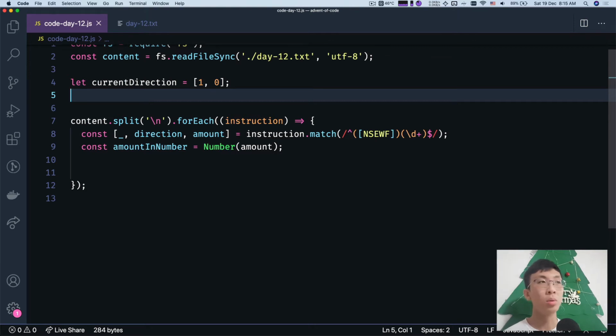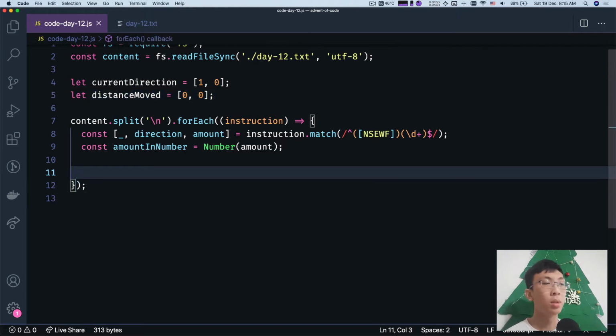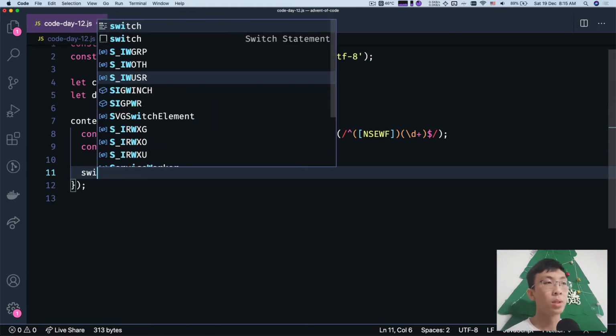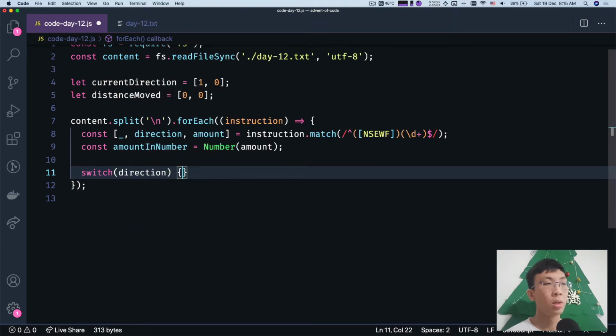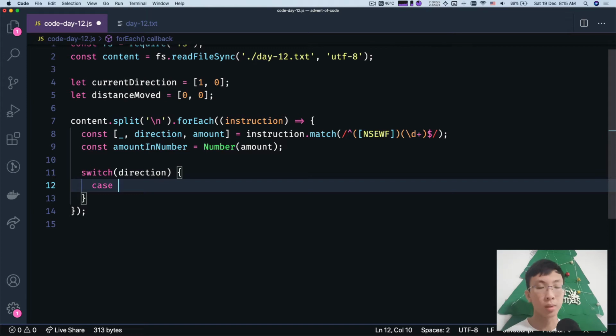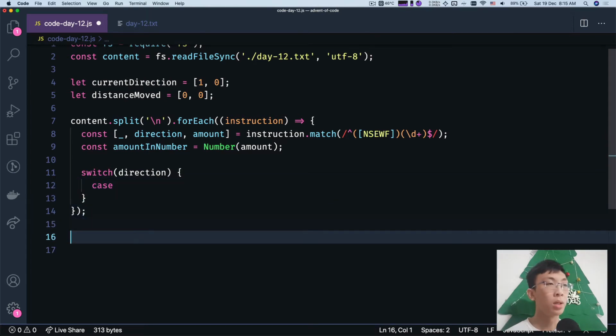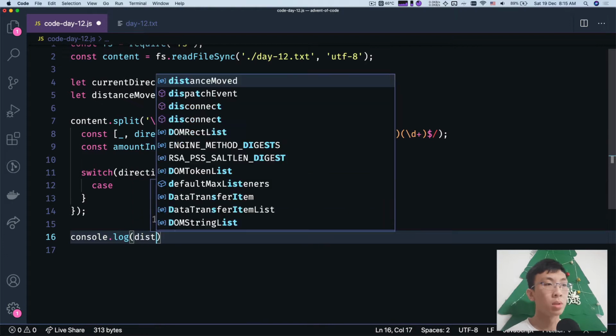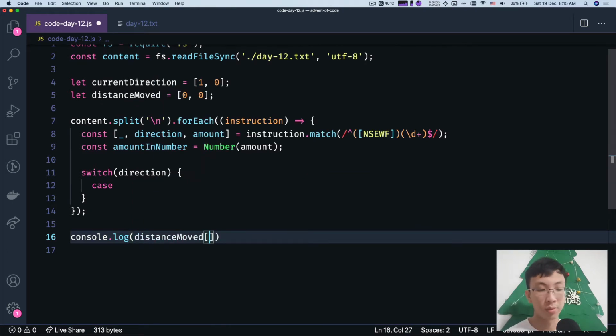And then we also need to know the amounts that we have moved in those two directions. So distance moved equals 0, 0. Okay, so we're still at the origin. Now let's look at each of the instructions and handle each of them. At the end of it, what we need to do is just console out the distance moved, x direction and also y, to sum it up, and that will be our answer.